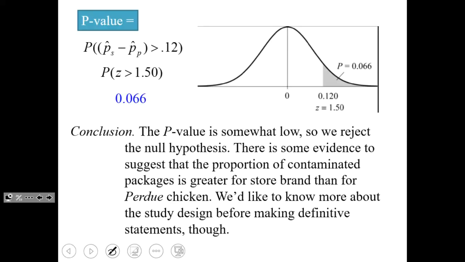There is some evidence to suggest the proportion of contaminated packages is greater for store brand chicken than for Purdue brand chicken. So I'd like to know more about the design because there were some questions. Were they independent? Was it truly random? We didn't really know that. We had to act on it without knowing it. I'd rather know more about it before continuing too much. The other thing is if I can get a bigger sample, I may be even more confident.